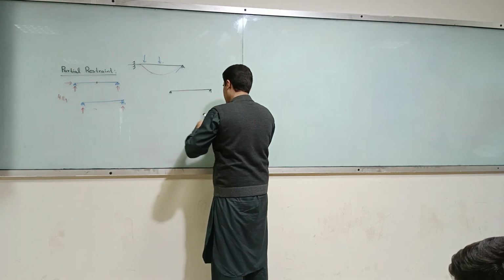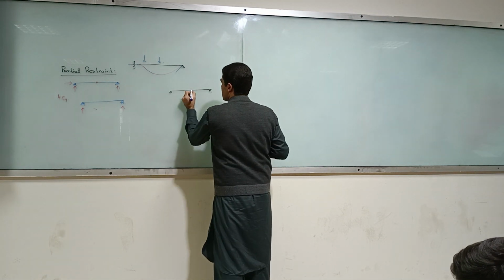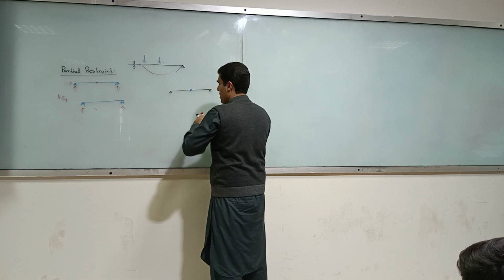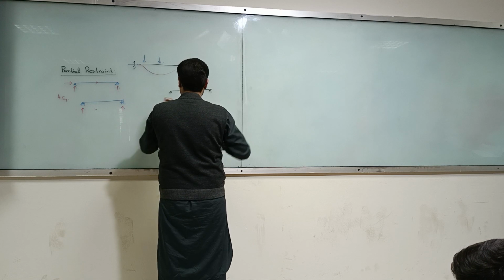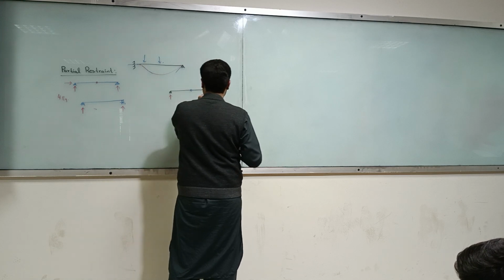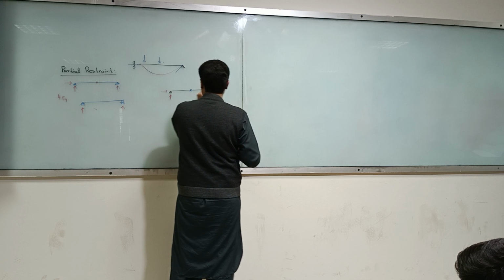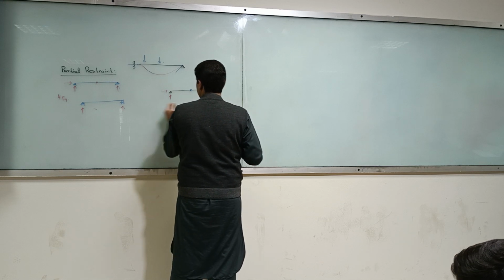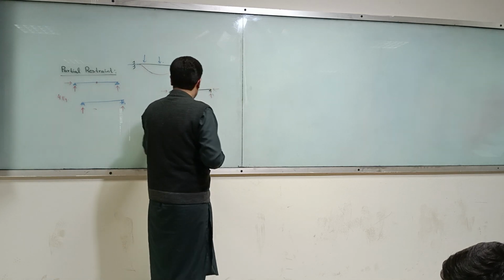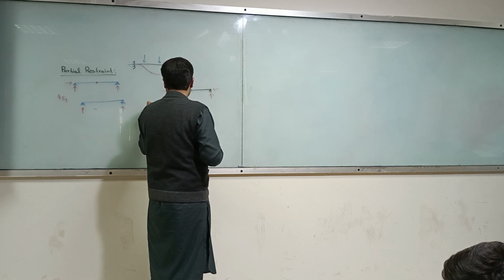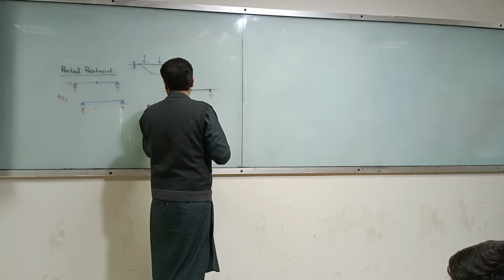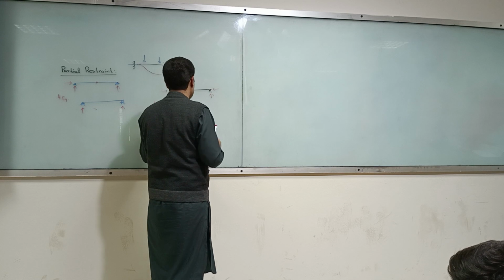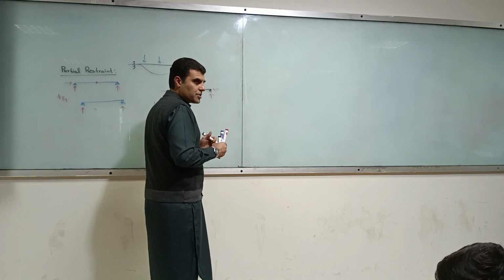With a hinge in the middle, in this case we have four reactions. Four reactions, and how many equations? Four equations. So we have four reactions and four available equations. So this then becomes stable.